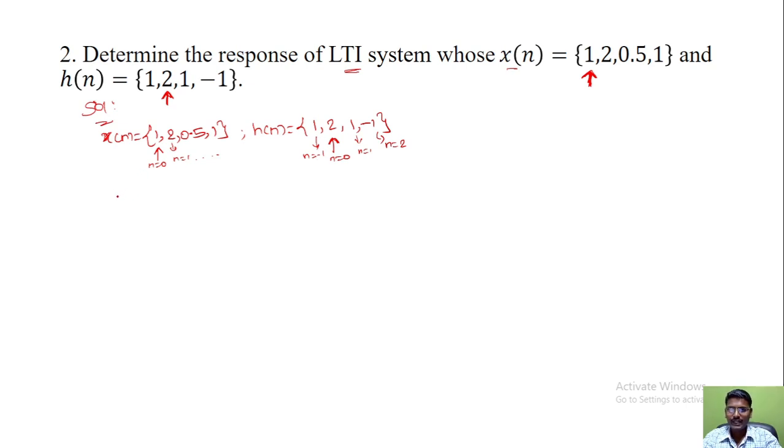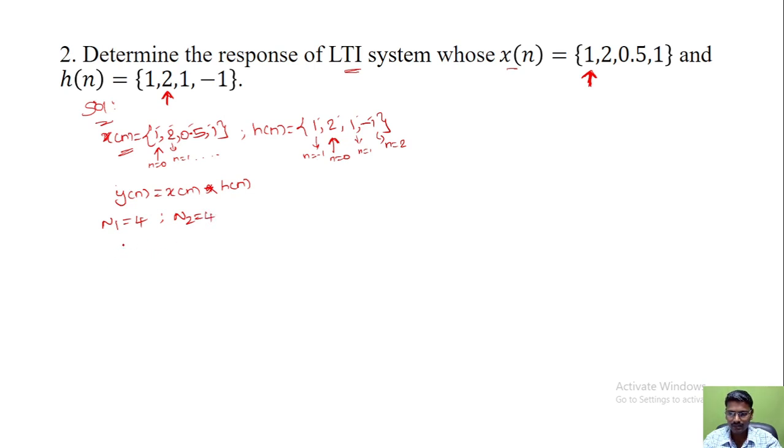Now I need to consider the length of the given x of n and h of n, so that the formula for convolution is y of n is equal to x of n convolution h of n, right? Here the value of n1 is equal to the length of x of n. The length of x of n is, there are 1, 2, 3, 4 samples, so n1 is equal to 4, and n2 is equal to 4. So there are 4 samples, right?